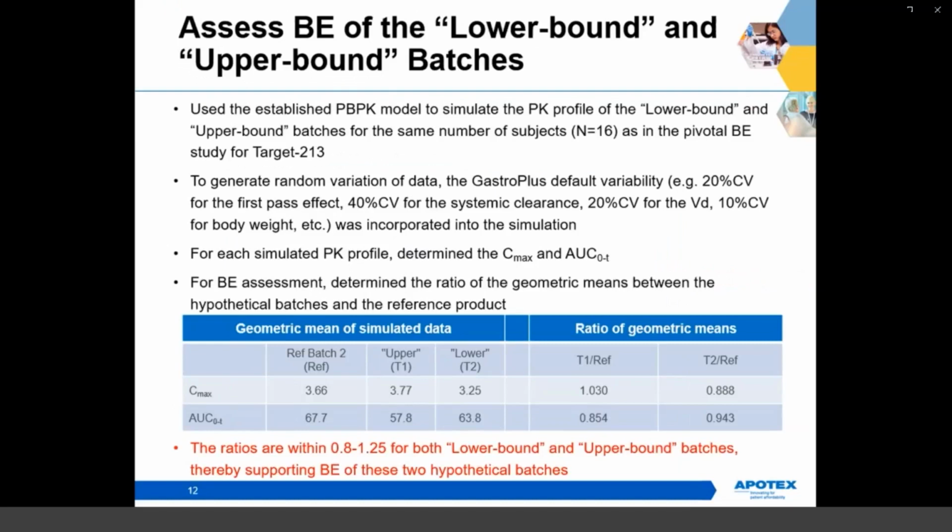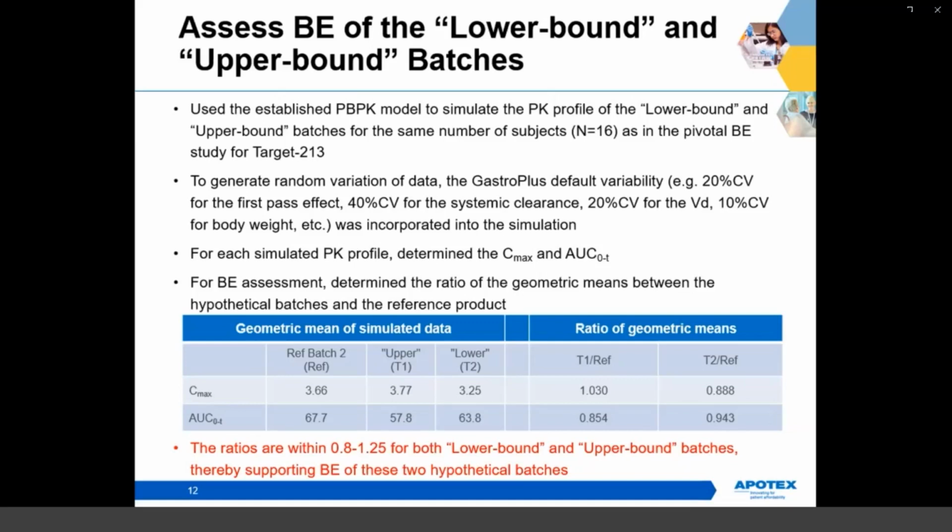This was accomplished by using the established PBPK model to simulate the PK profile of the lower bound and the upper bound batches for the same number of subjects as in the pivotal BE study for batch 213. Now, to generate random variation of data, the GastroPlus default variabilities were incorporated into the simulation. For example, we used 20% CV for the first pass effect, 40% CV for the systemic clearance, 20% CV for the volume of distribution, and 10% CV for the body weight.